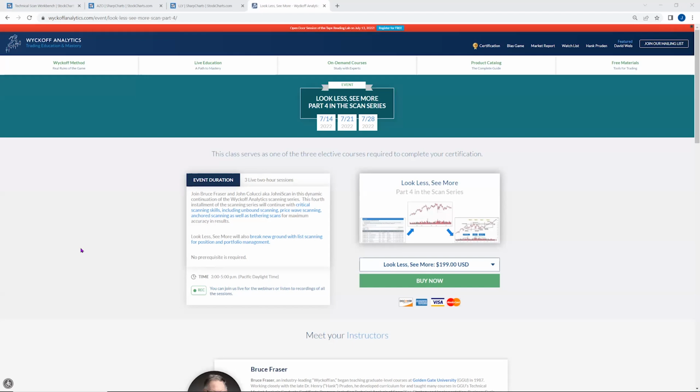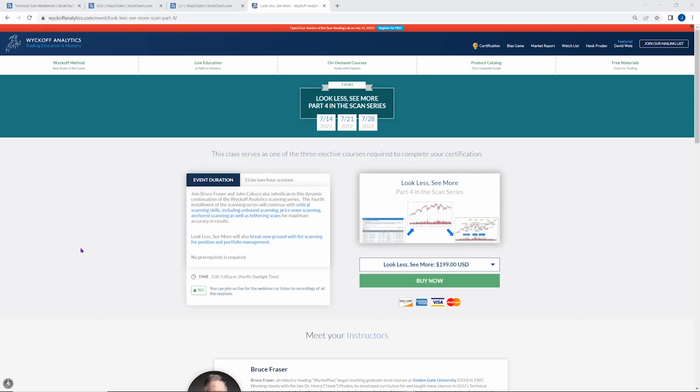I'm very excited about it because even though they call it part 4, this is designed for people that are advanced scanners, newbies, anybody that's interested. And John's going to go into some very special, unique tools, ideas. John, tell us about it.